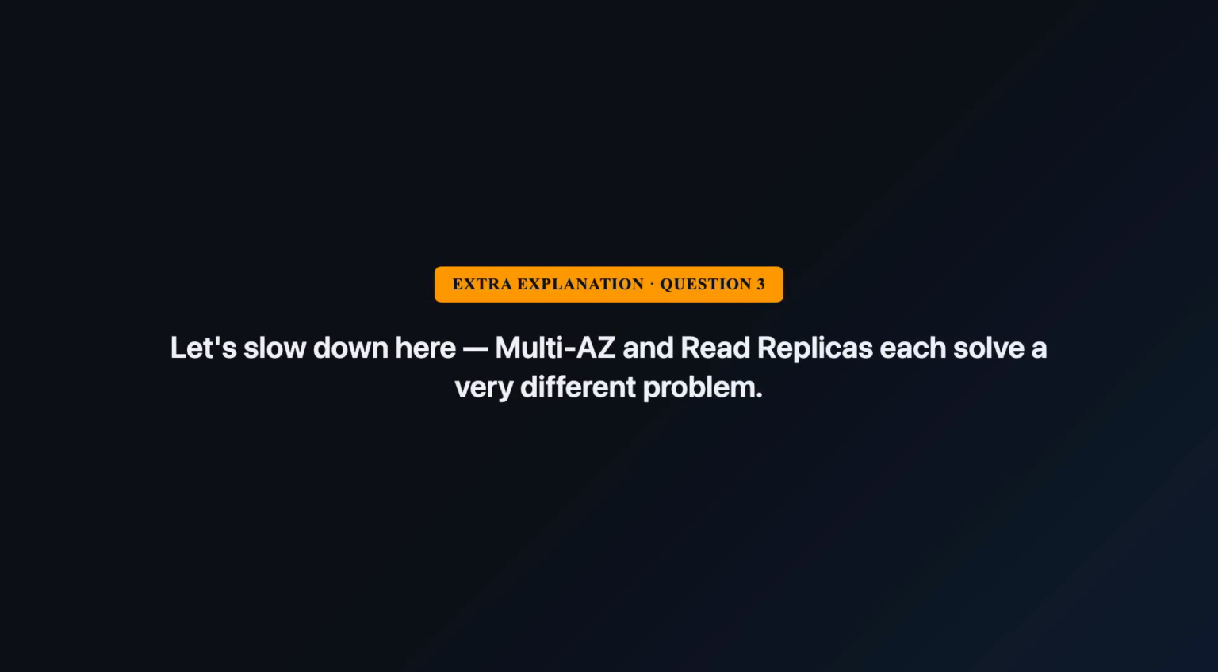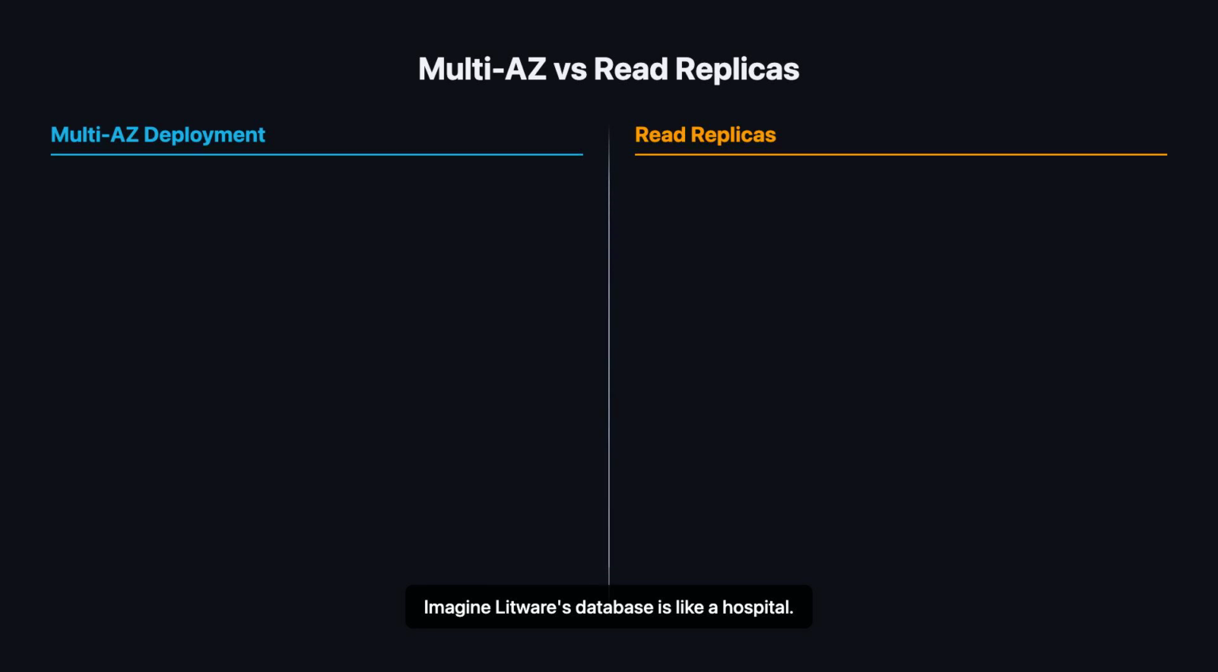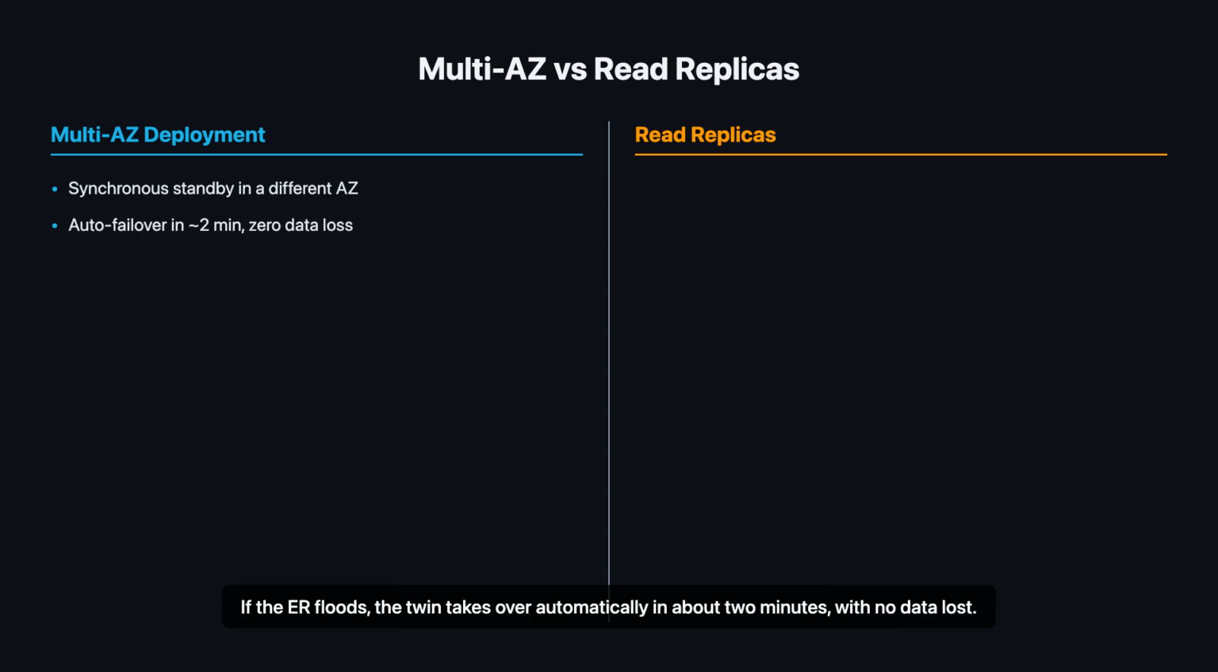Let's slow down here. Multi-AZ and read replicas each solve a very different problem. Imagine Litware's database is like a hospital. The primary instance is the ER, critical, always on. Multi-AZ keeps a silent twin in a different building. If the ER floods, the twin takes over automatically in about 2 minutes, with no data lost.